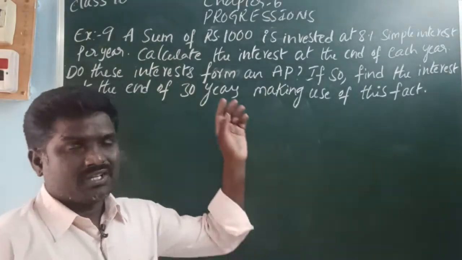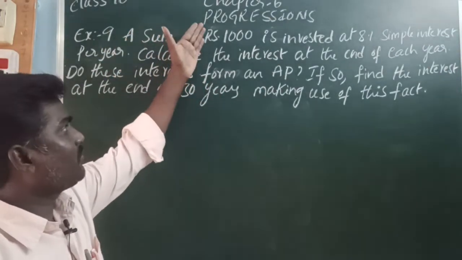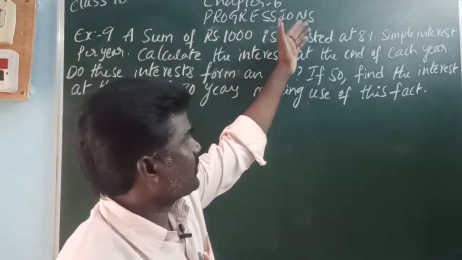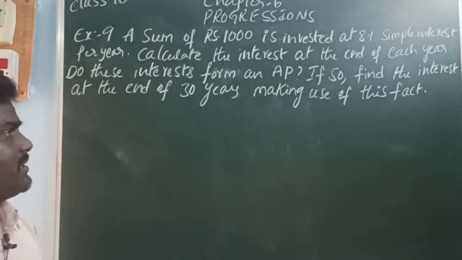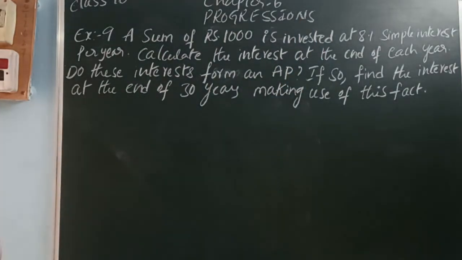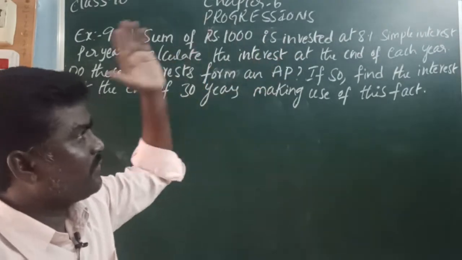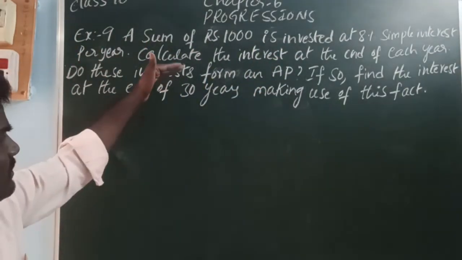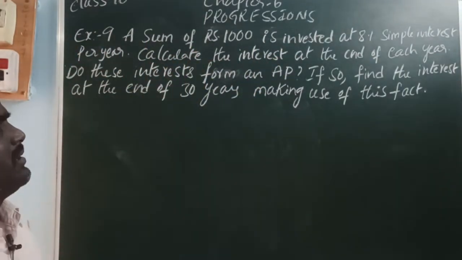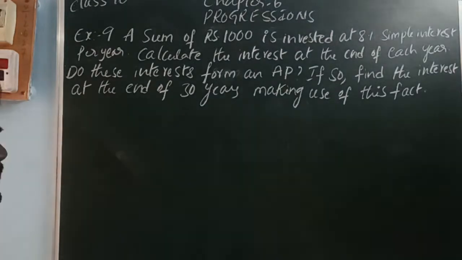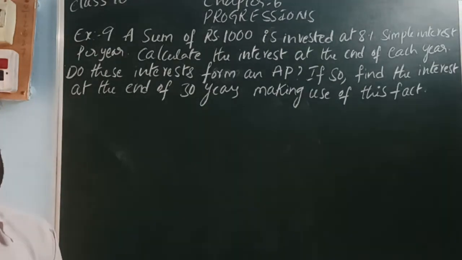Next, example 9. A sum of 1000 rupees is invested at 8% simple interest per year. Calculate the interest at the end of each year. Does this interest form an AP? If so, find the interest at the end of 30 years making use of this fact.